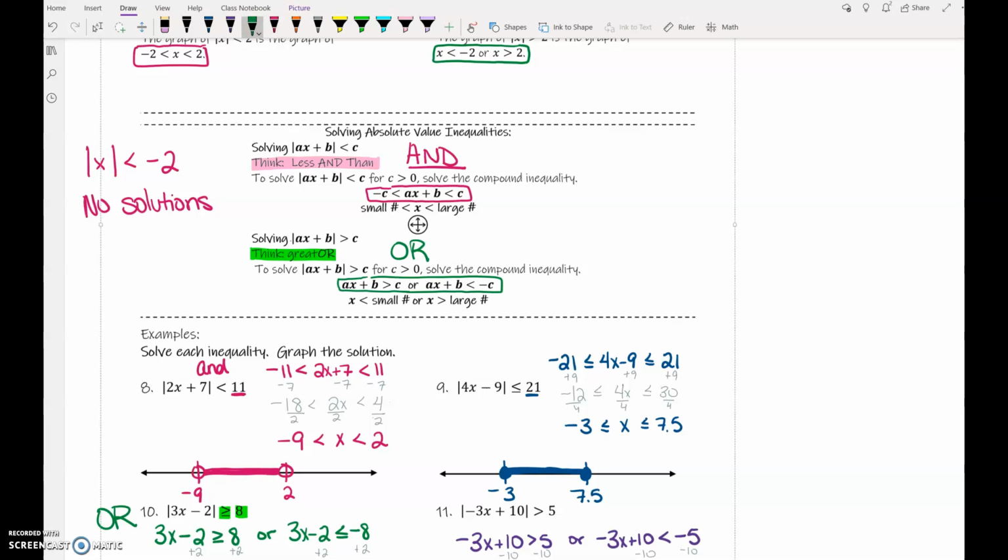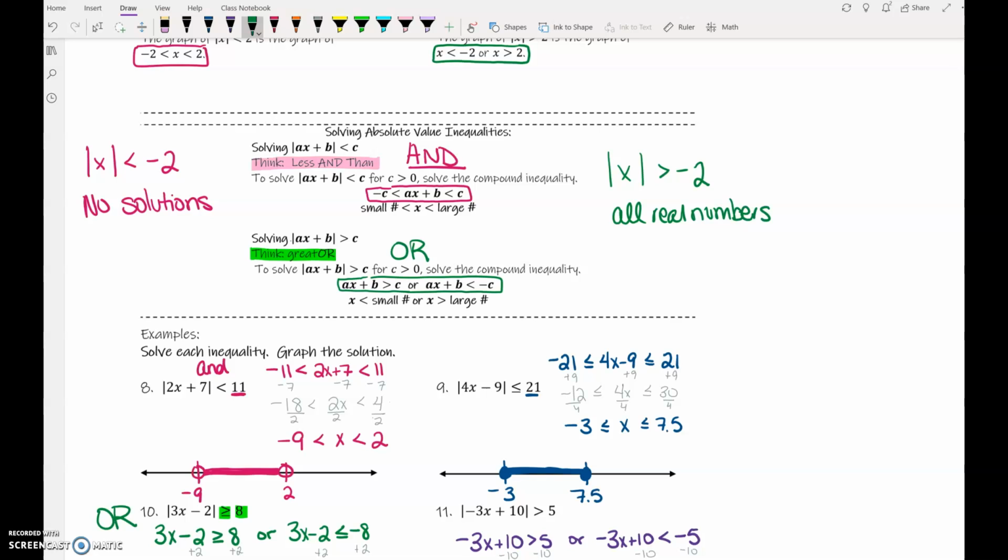Now let's talk about the same sort of thing with what if the absolute value needs to be greater than a negative number? Okay. Let's plug numbers in. If I put 5 inside those absolute value bars, what's the absolute value of 5? Is 5 bigger than negative 2? Yes. The absolute value of anything is positive, and a positive number is always going to be bigger than a negative number. So this would give you all real numbers or many solutions.